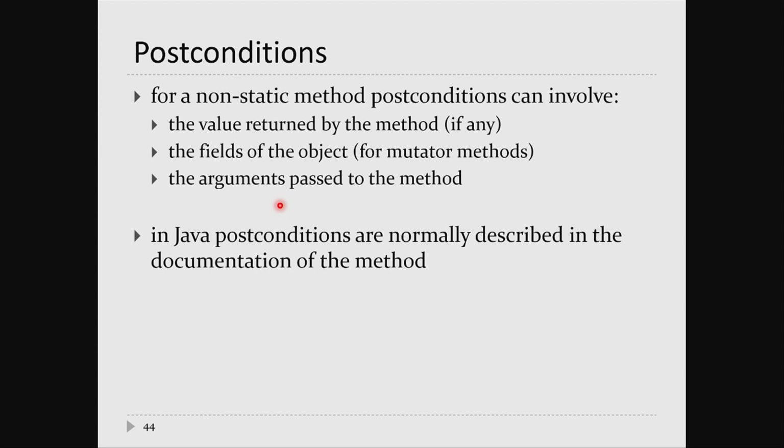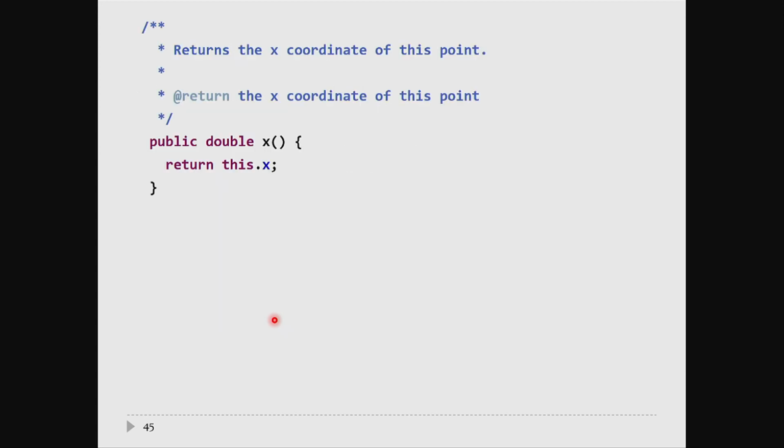For example, if you sort a list where you pass in the list as a parameter, one of your postconditions is that the list is sorted after the method runs. The postconditions are normally described in the documentation of the method. Basically the method tells you what it's supposed to do. It tells you what it's supposed to return. It tells you what it might throw. Those are all examples of postconditions.